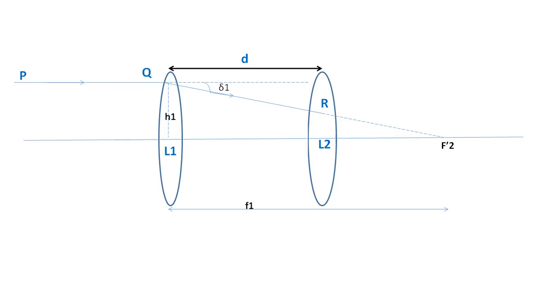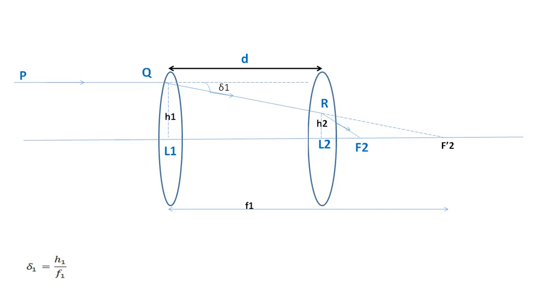Now, what's the formula for delta 1 here? Already I have explained in the previous slide. That is delta 1 is equal to h1 by f1. That's the deviation produced by the first lens. Now, QR acts as the incident light for the second lens. And that QR ray gets refracted from the lens L2 and it meets the principal axis at F2.